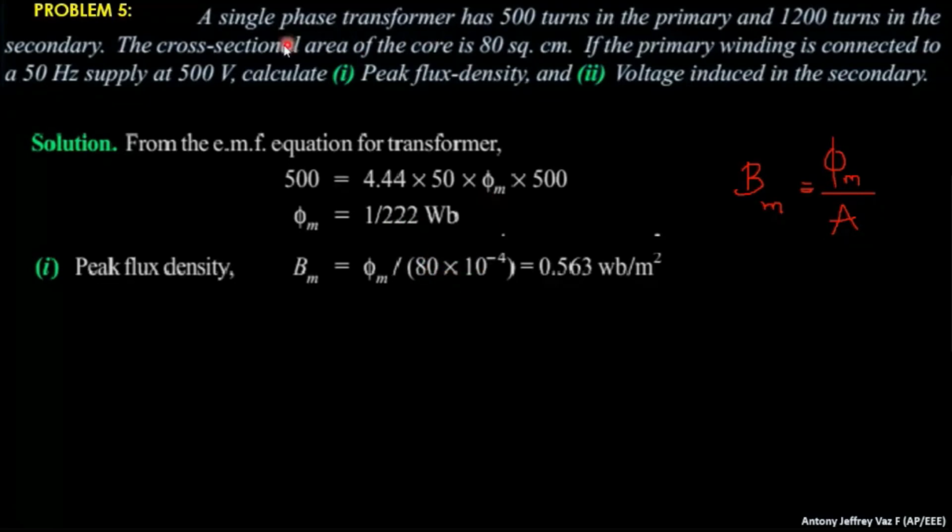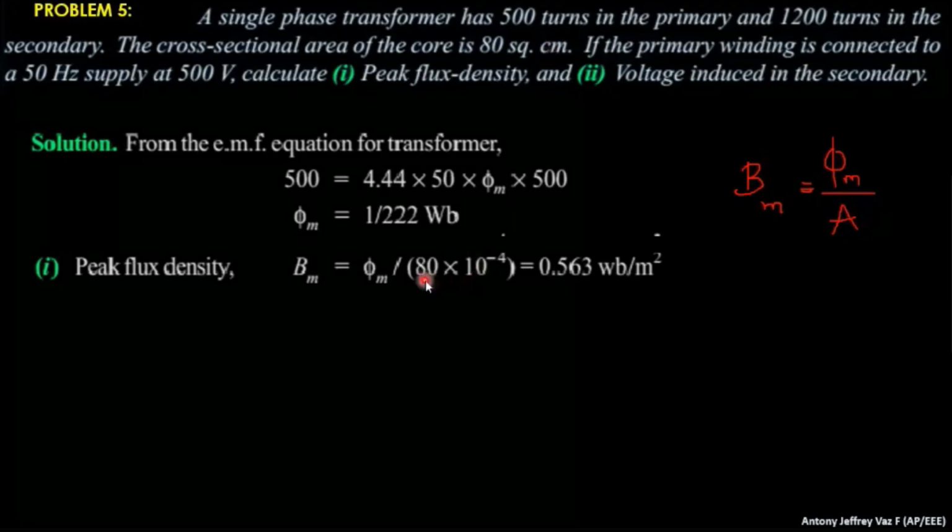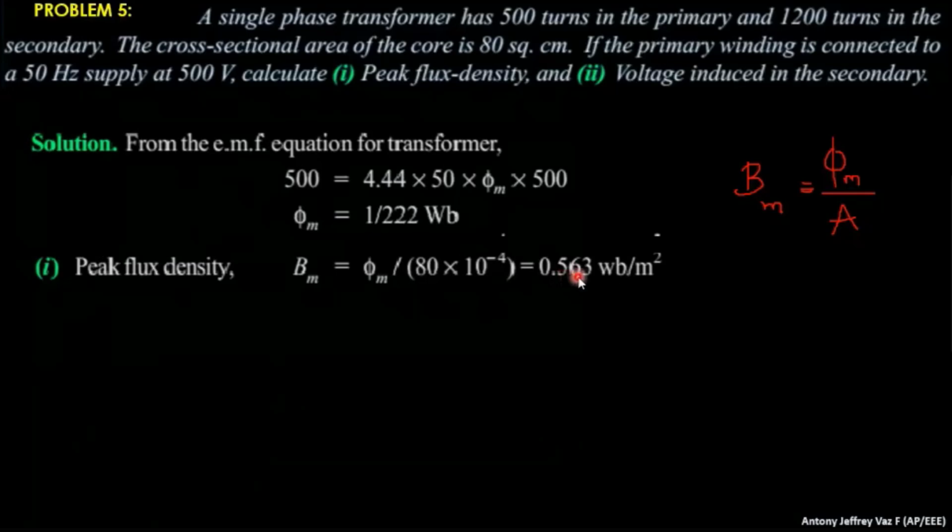Area is given here. The cross sectional area of the core is 80 square centimeter. To convert square centimeter into square meter, you should multiply by 10 power minus 4. Just do this, and you will get the peak flux density Bm, which will be equivalent to 0.563 Weber per meter square.